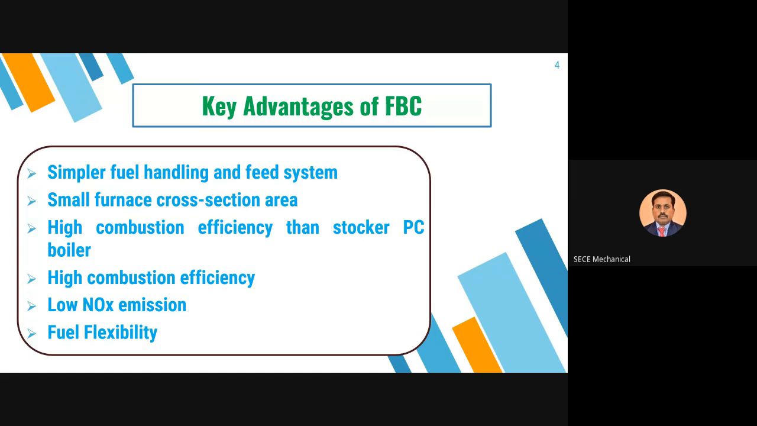And the next one is fuel flexibility. You combine air along with coal, so the fuel usage and the feed system are very simple. That's why we are introducing FBC in the boiler furnace concept. So these are the key advantages of FBC. Next.